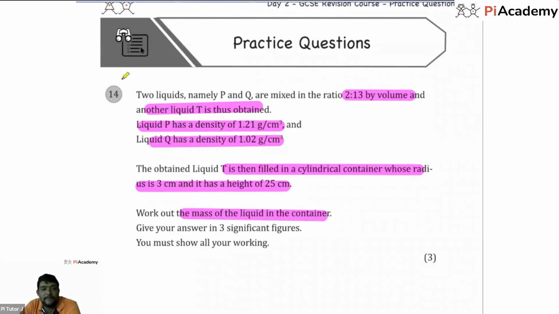Can we use a calculator? Okay, yeah, you're allowed to use a calculator. Go ahead. Density is mass over volume.